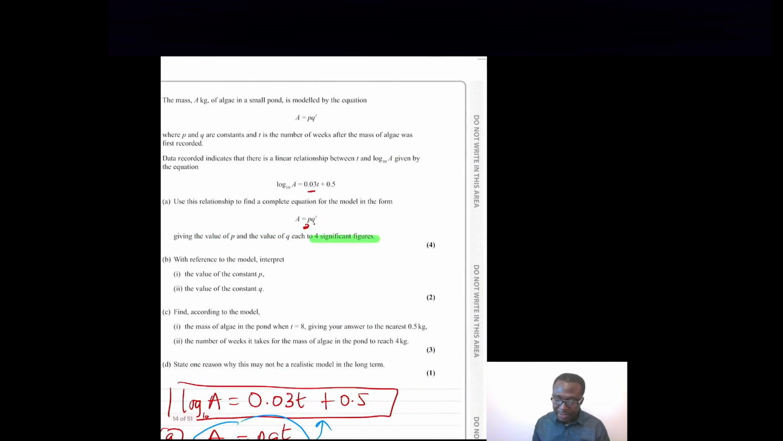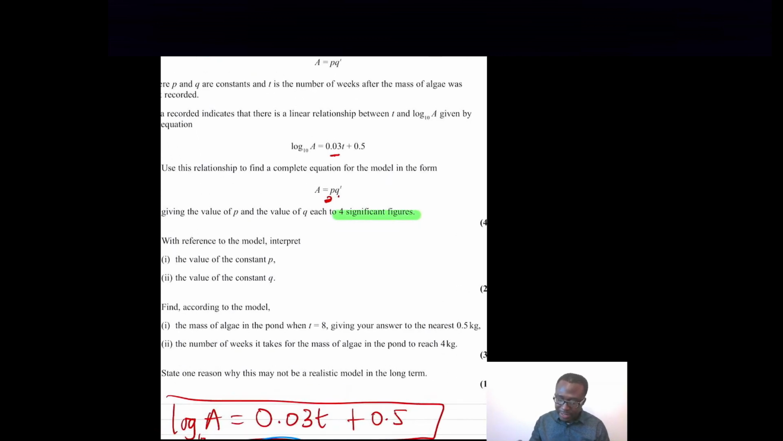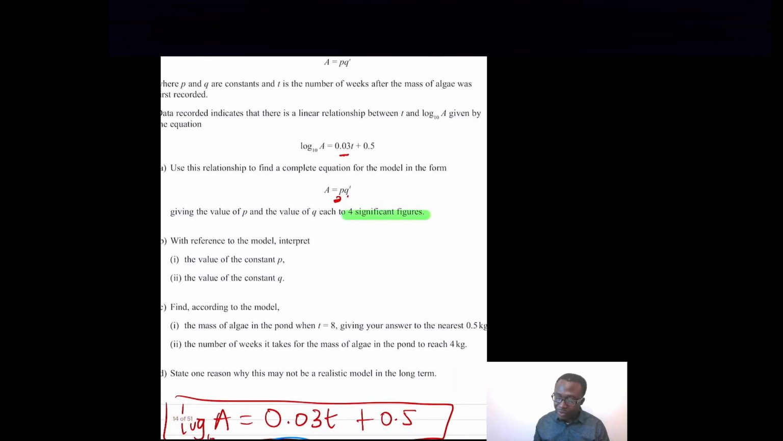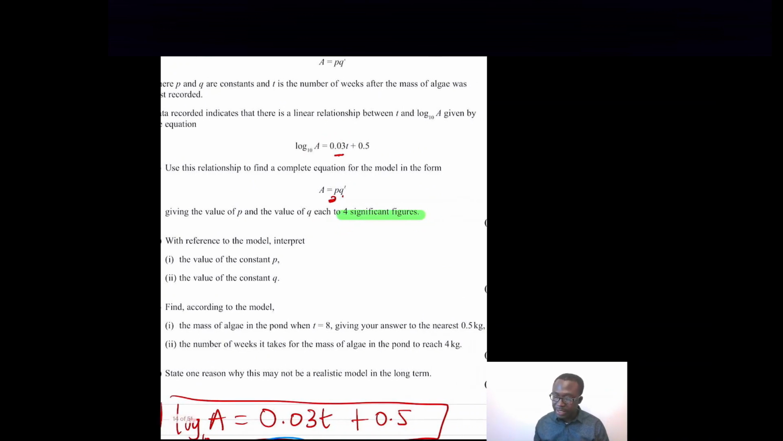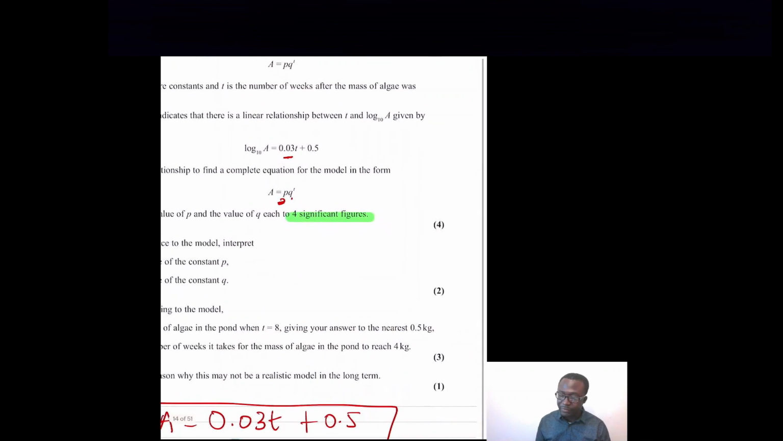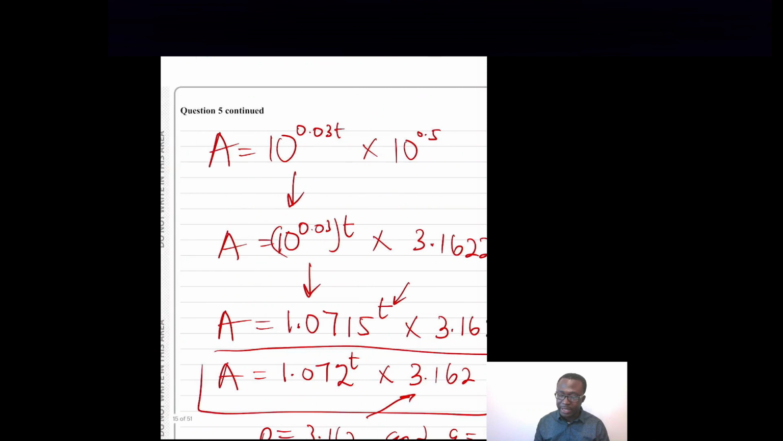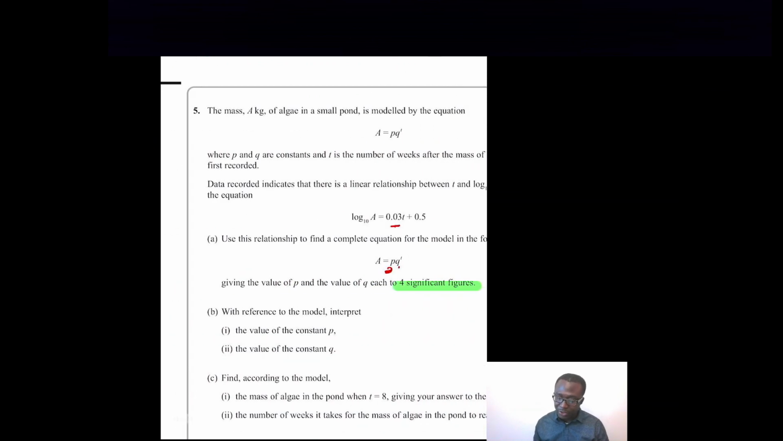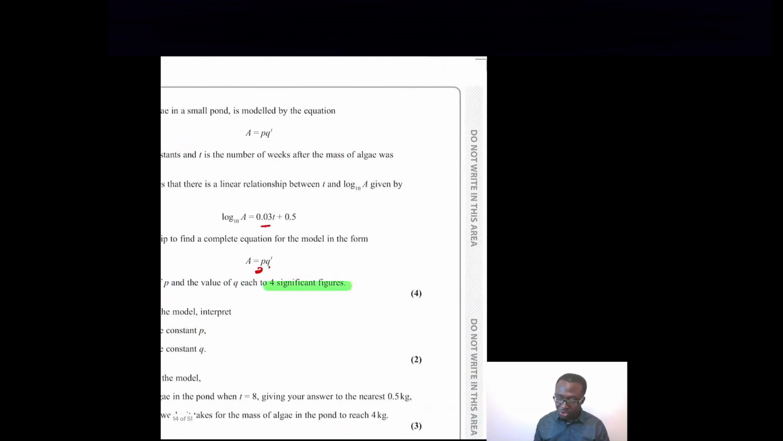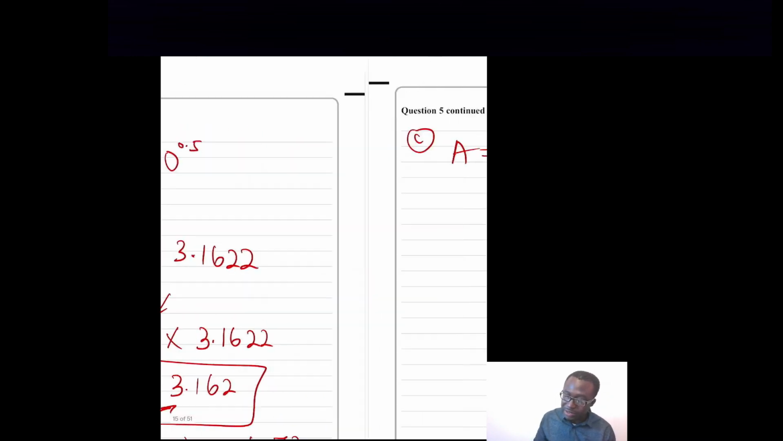The next part says find, according to the model, the mass of algae in the pond, okay, when t equals 8. Give me your answer to the nearest 0.5. So we just go to our formula, and where we see t, we're gonna put 8 there and just use our calculator. Okay, so that is C. So I'm just making sure we're getting the right labelings done. So our C, we know A equals 1.072 to the power t times 3.162.